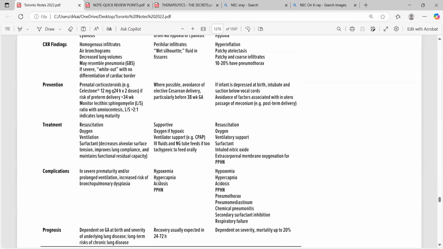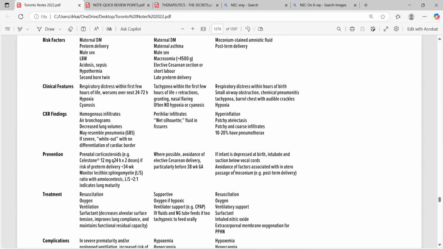Okay. Then the complications: we are already aware that TTN can cause hypercapnia, acidosis, PPH, and hypoxemia. And RDS is basically bronchopulmonary dysplasia. And this one, meconium aspiration, causes everything: pneumothorax, pneumomediastinum, chemical pneumonitis, all this.